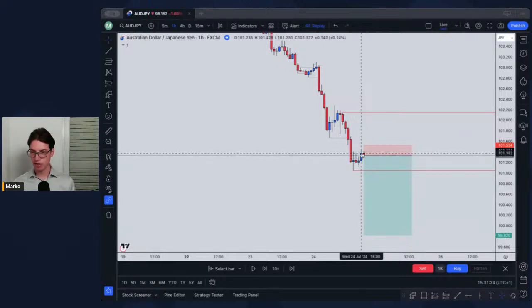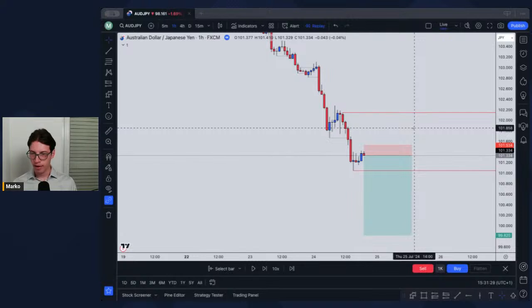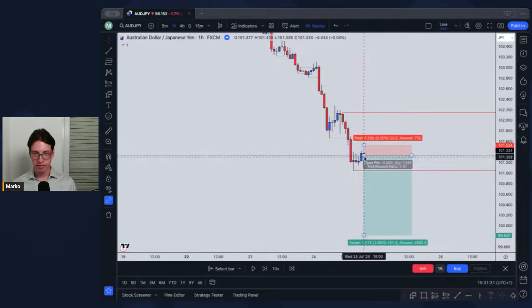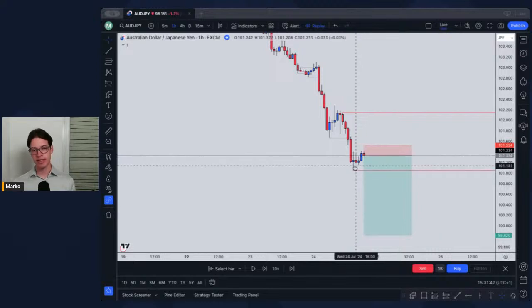Warning signs, only warning signs are the wick, and it was Wednesday, so that's not a warning sign. Wednesdays, Thursdays, Fridays are actually days where I really like to take trending entries. So the only warning sign was this little bit of a wick, this kind of large wick.